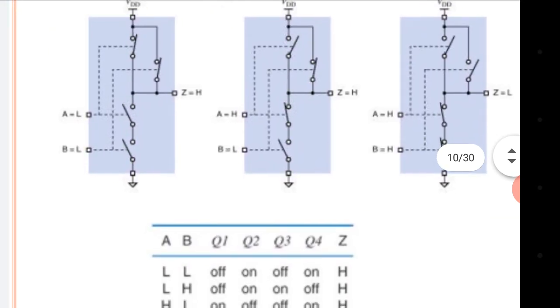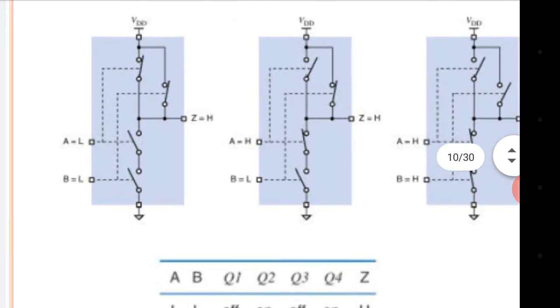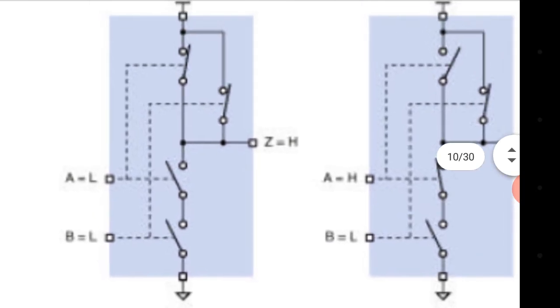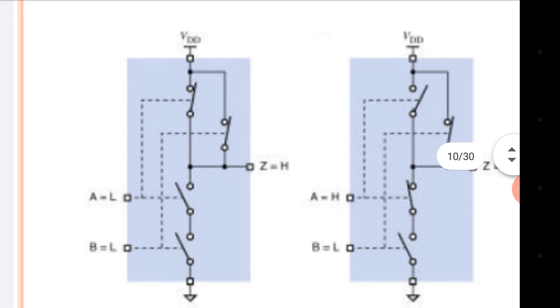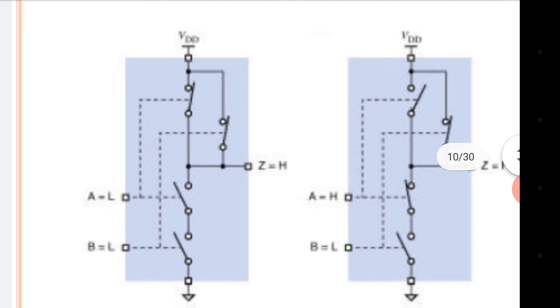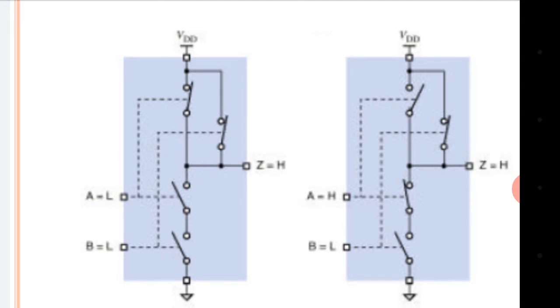If both the inputs are low, that is the first diagram as shown over here. Whenever both inputs are low, we know the top two are the PMOS and the bottom two are the NMOS transistors. Whenever you give 0 to the gate of the PMOS, that will become on. That means the top two transistors will become on, and the bottom two are the NMOS, so whenever the gate is 0, they will become off and they are open switches.